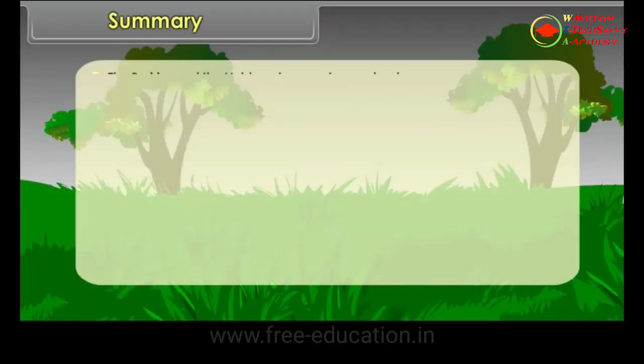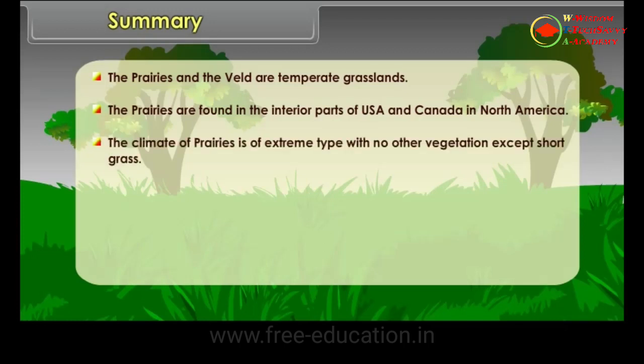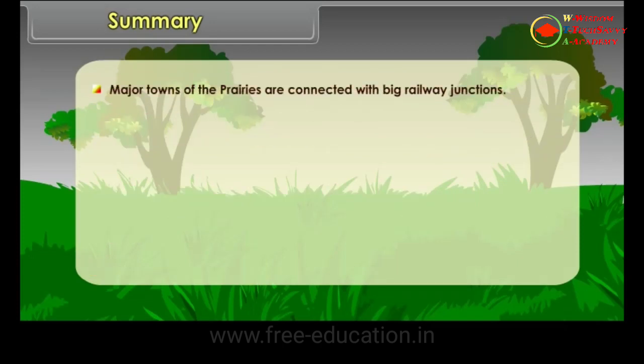Summary: the prairies and the veldt are temperate grasslands. The prairies are found in the interior parts of USA and Canada in North America. The climate of prairies is of extreme type with no other vegetation except short grass. The prairie soil is fertile, so farming is the main occupation. There are two major occupations of the people in the prairies, that is, cattle rearing and farming. Wheat farming is the main agricultural activity on the prairie land. Major towns of the prairies are connected with big railway junctions.